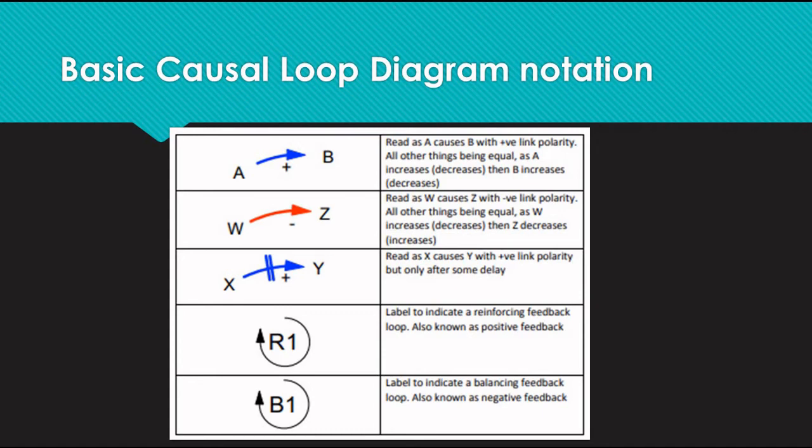In the third notation, we see two vertical bars in the arrow. This means X causes Y with positive polarity, however, there is a certain delay in this causality. For example, we might think of X as the number of schools being built, and Y as the literacy rate of a certain area. We all know that as we increase the number of schools in an area, we can probably also increase the literacy rate in that area. Literacy rate means the number or percentage of people who are able to read and write.